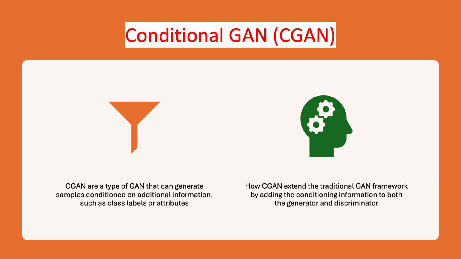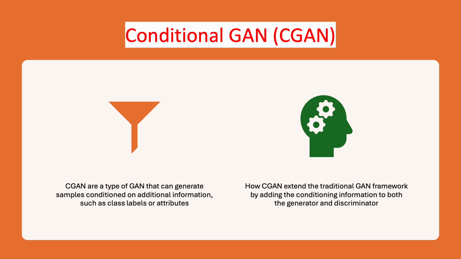So the conditional GAN, or CGAN, is a type of GAN that can generate samples conditioned on additional information such as class labels or attributes. CGAN extends the traditional GAN framework by adding the conditioning information to both the generator and discriminator. Let's look into this in an example.